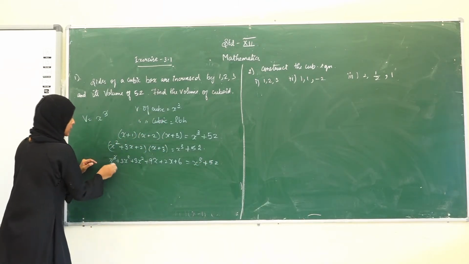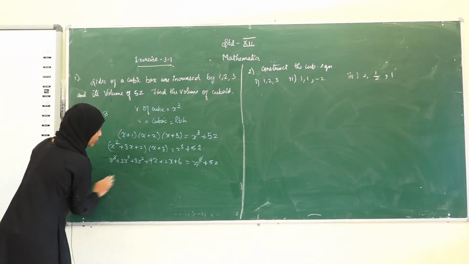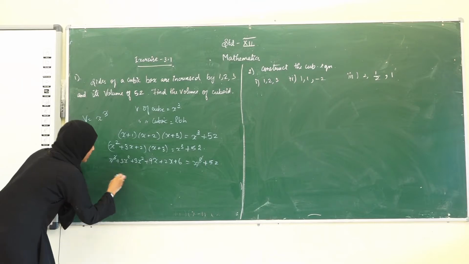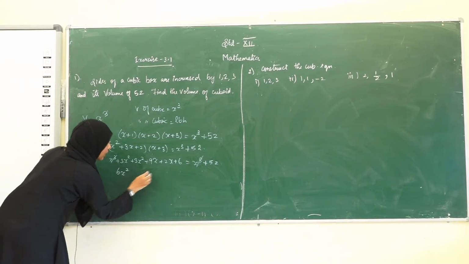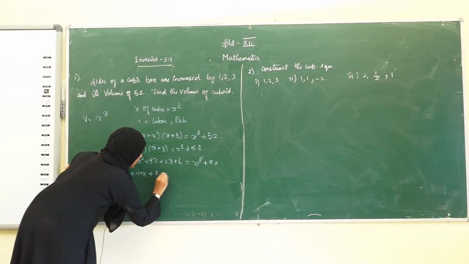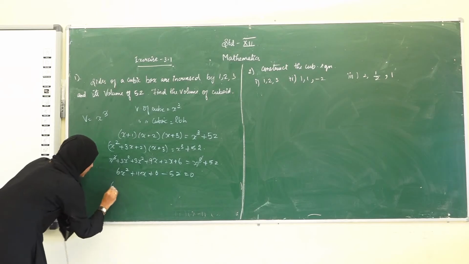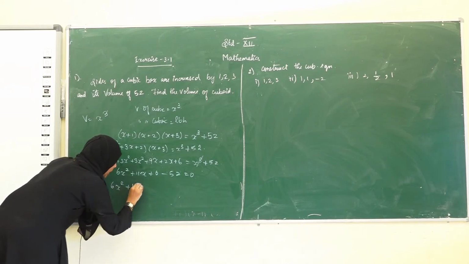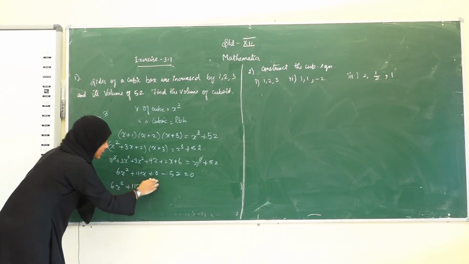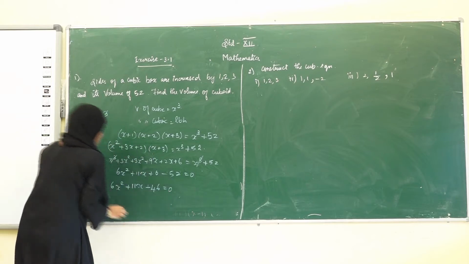So here this x cube and this x cube get cancelled. So we get the x square terms first, then x terms and then the constant term. That is, here we have two x square terms, that is 6x square, and two x terms, that is plus 11x plus 6. When it comes to this side, minus 52 will be equal to 0. That is 6x square plus 11x, 6 minus 52 is minus 46, equal to 0.